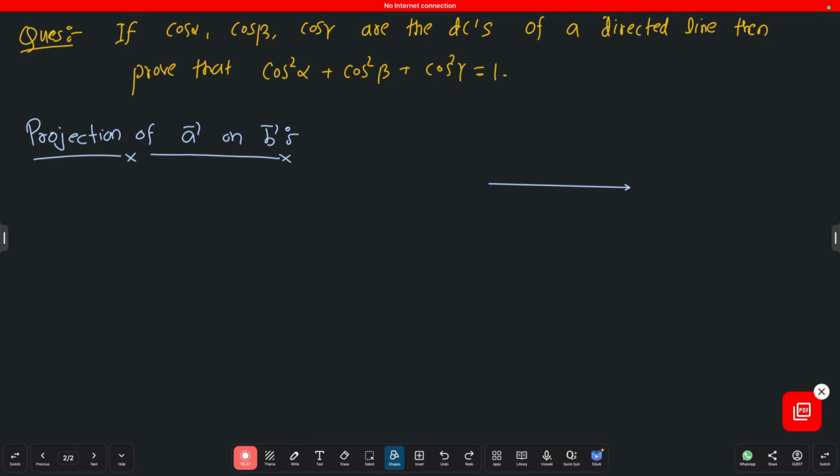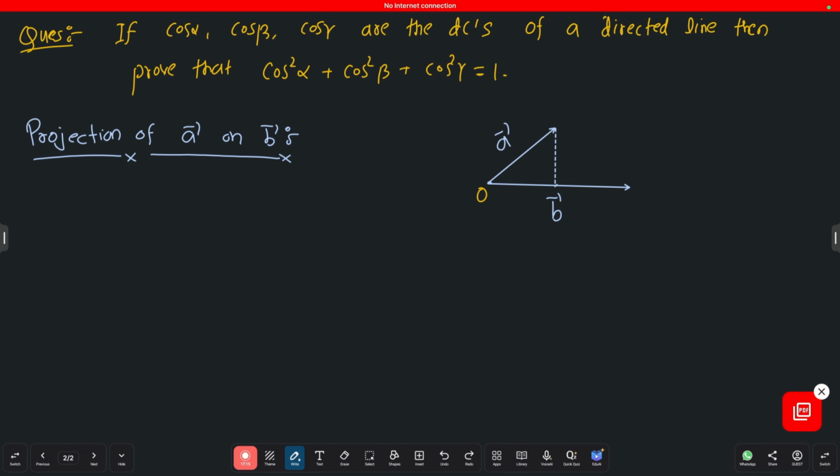Suppose this is one vector and this is another vector. This is the A vector and this is the B vector. Then what is the projection of A vector on B vector? It will be the shadow. You have to draw a perpendicular from here.